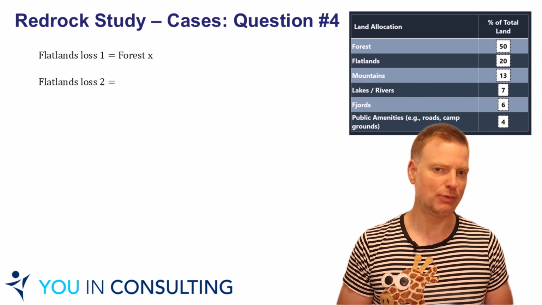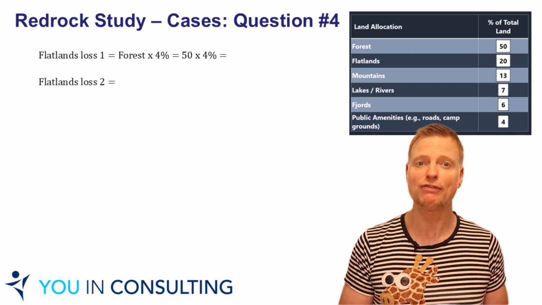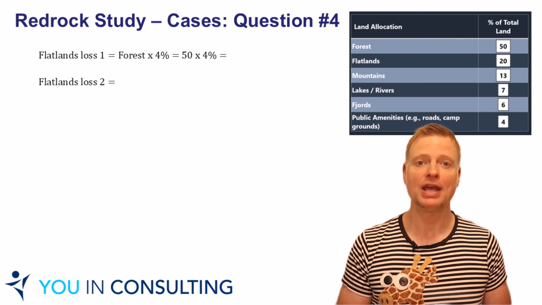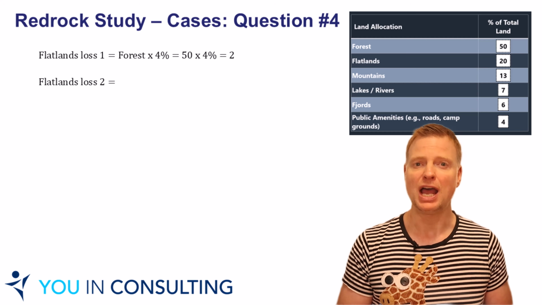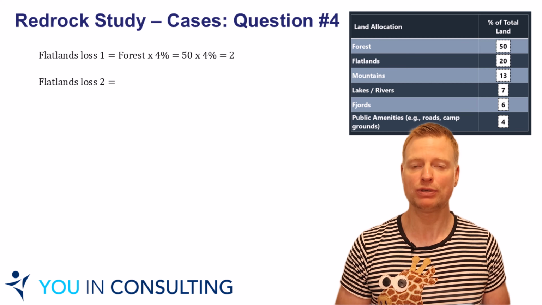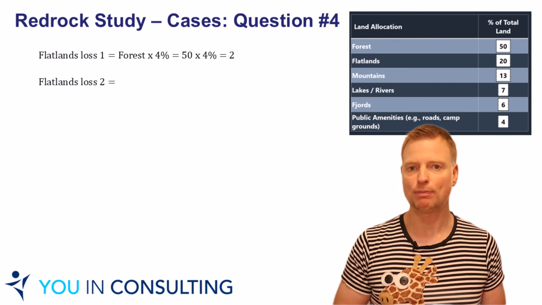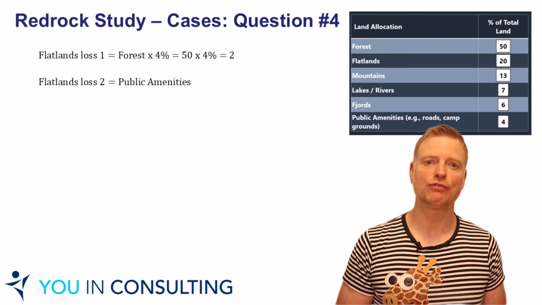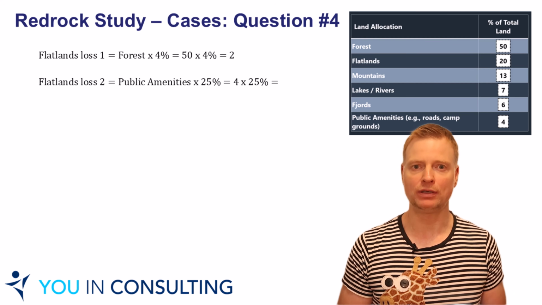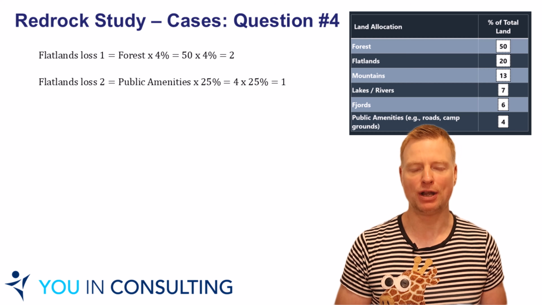Forest, which is 50 area units in size, is increased by 4%. Now I suggest you run the rule of 3 in your head. 1% of 50 is 0.5, hence 4% is 2. I would not use a calculator for this. While forest grows by 2 area units, flatlands are reduced by 2 area units. We repeat the same for public amenities, which take just 4 area units. They are increased by 25%, or 1/4, hence by 1 area unit. The flatlands are reduced by 1 area unit.